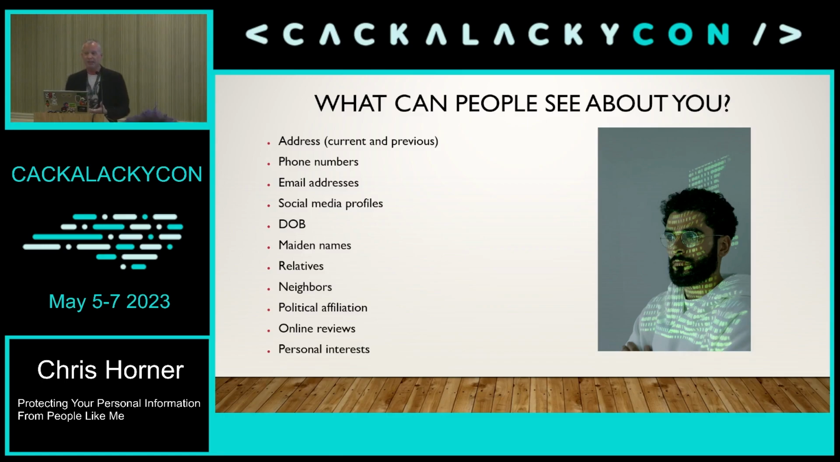Other information that people can get: addresses, both current and previous, phone numbers, email addresses, even the AOL one you had 25 years ago and forgot about, all the different social media profiles, dates of birth, maiden names, relatives, neighbors, political affiliation, online reviews. Now, online reviews is a really interesting one because sometimes people like to review every place they've ever been, Yelp, whatever. That's fine, but that also starts to give insight into the types of places that you like to go. So that, again, can be used in social engineering attacks.